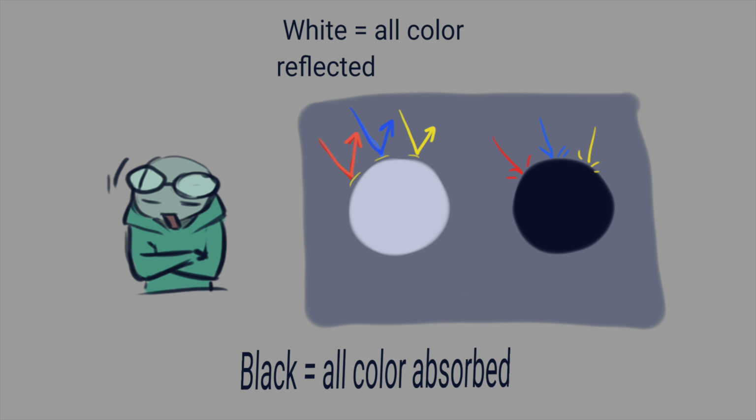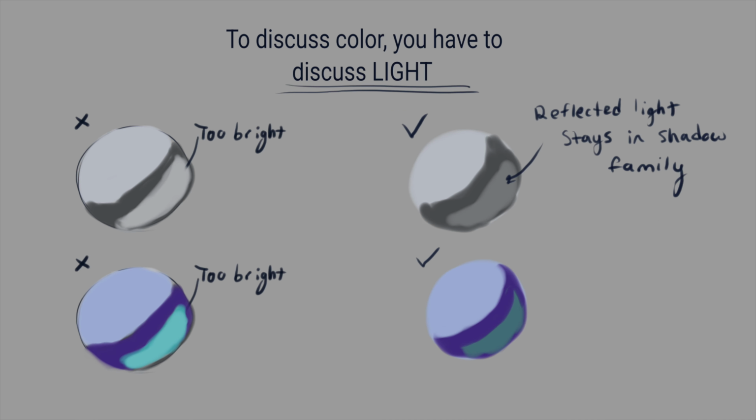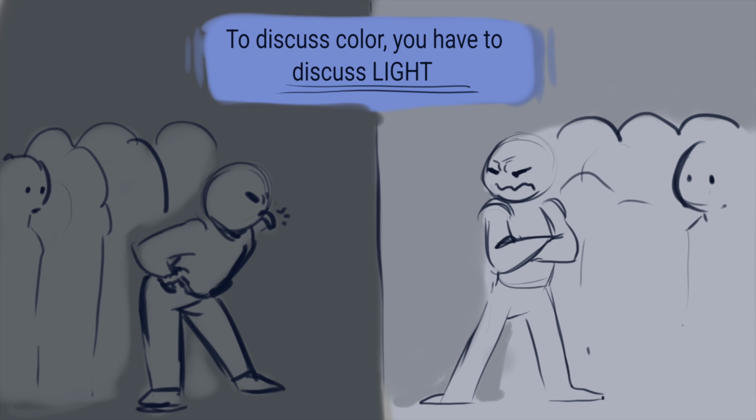Fun fact, this is why when you go to deeper parts of the ocean, you can't see certain colors, because colors also have wavelengths that die off quicker than others. So, to discuss color, you have to discuss light. If you get the values wrong, the colors won't fix it. The shadow side has to stay separate from the light side. They are two separate families, and they don't like each other at all. I'll have the value ball right next to the color ball and update each of them as I talk about it.